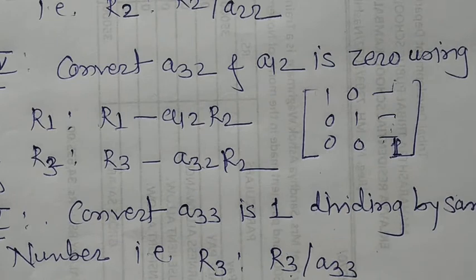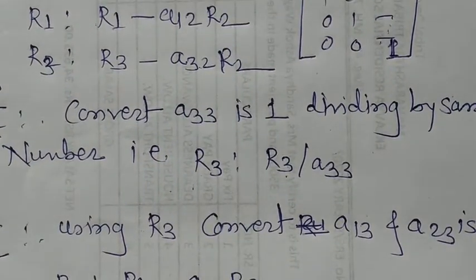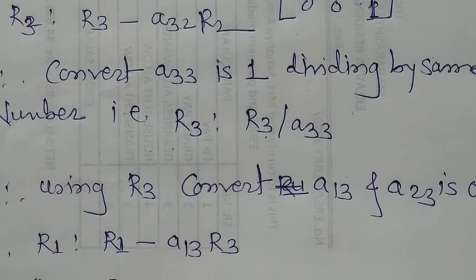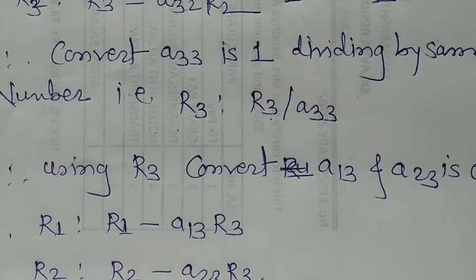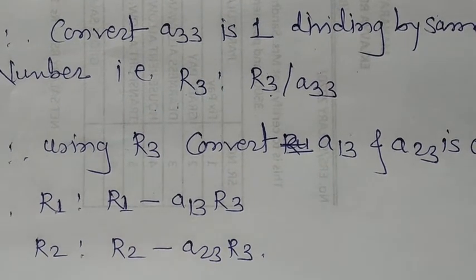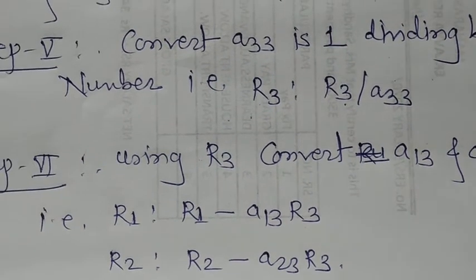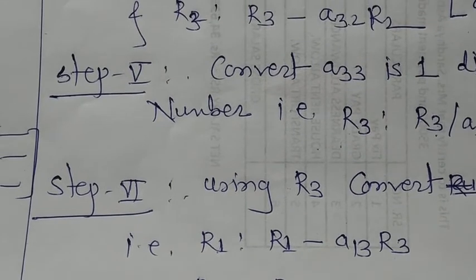How to convert? Again subtract by the same number. So using R3, convert A13 and A23 to 0. How does it become 0? Just take R1 minus A13 times R3, and R2 minus A23 times R3. So there are these 6 steps. Using these 6 steps, you can solve finding any inverse using row transformation.